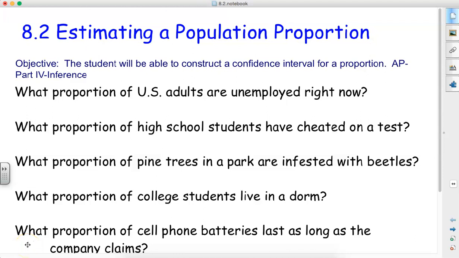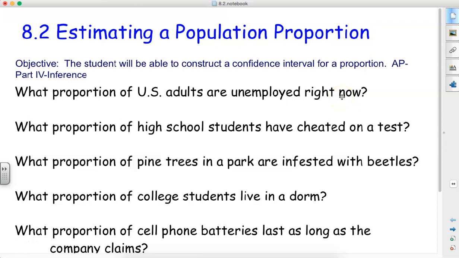Alright, so in the previous lesson we did an introduction to confidence intervals, and today we're going to look more specifically at constructing a confidence interval of a population proportion. So remember, this is when our study is a question like one of these right here. What proportion of U.S. adults are employed right now? So we get an estimate from our sample, right?